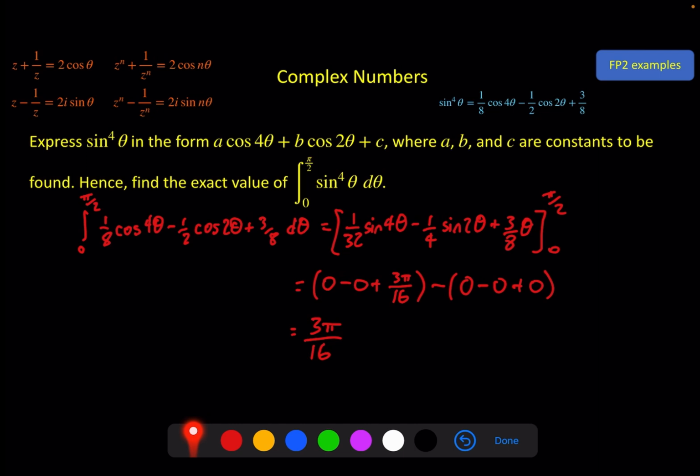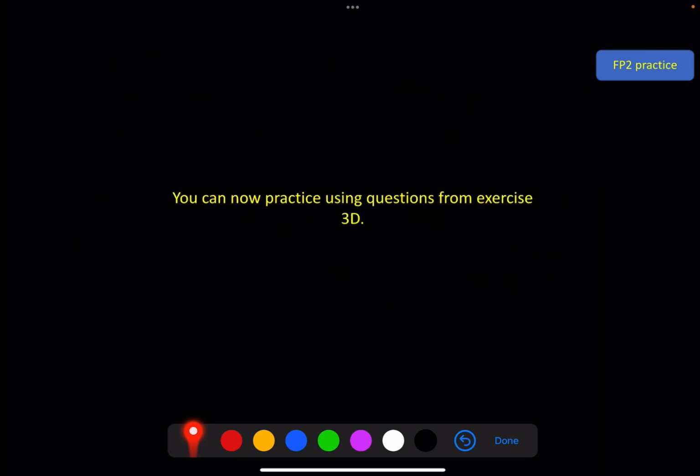Now some of these questions can be quite long, especially using that first method going from cosine n theta or sine n theta into powers. Just be really careful with your algebra, it's very easy to make a small mistake. Questions you can practice in exercise 3D, take a bit of time, and maybe I'll see you in the final video for this chapter.